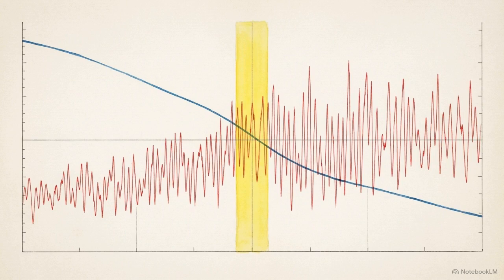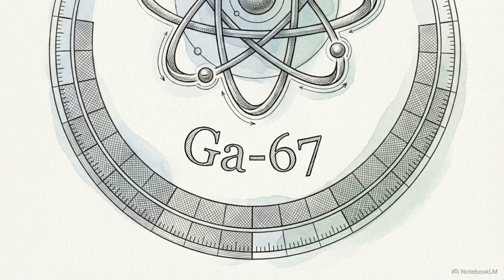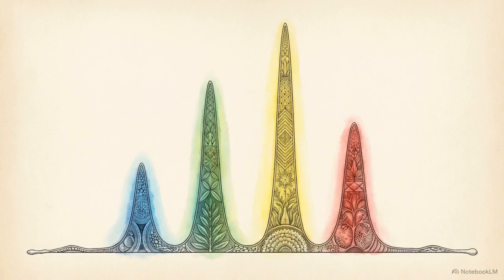Our third localizing mechanism moves entirely away from physical flow and into cellular interactions. This is biochemical mimicry, demonstrated by gallium-67. Gallium has a complex physical profile. It decays via electron capture with a 78-hour half-life, and it emits gamma rays at four distinct energy photopeaks: 93, 184, 300 and 393 kiloelectron volts.